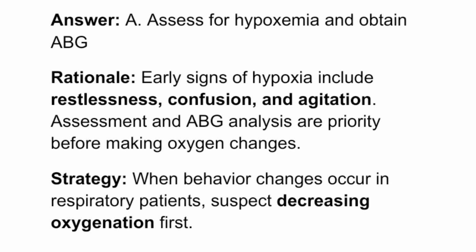Answer: A. Assess for hypoxemia and obtain ABG. Rationale: early signs of hypoxia include restlessness, confusion, and agitation. Assessment and ABG analysis are priority before making oxygen changes. Strategy: when behavior changes occur in respiratory patients, suspect decreasing oxygenation first.